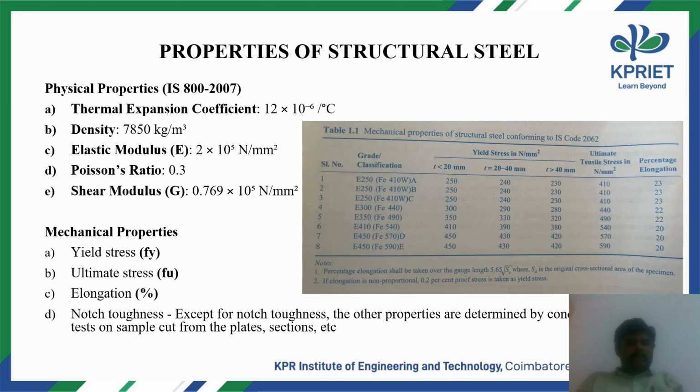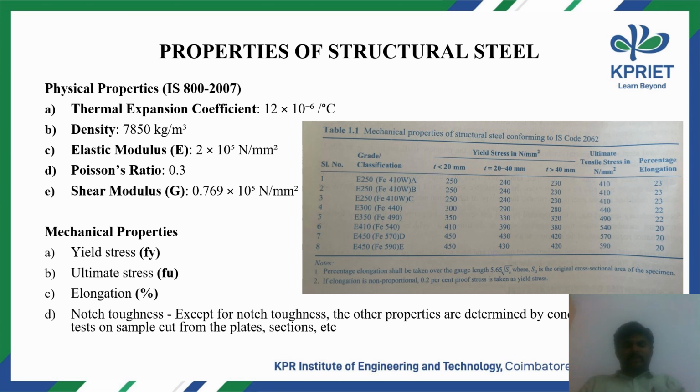And properties of steel: there are two types of properties. The first one is physical properties and the second one is mechanical properties. Physical properties are thermal expansion, the same thing available in IS 800:2007. Another one is density. The density of RCC is 2500 kg per meter cube, while the density of steel is 7850 kg per meter cube. The modulus of elasticity is 2 into 10 power 5 Newton per mm square. The Poisson ratio of steel is 0.3, and the shear modulus is 0.769 into 10 power 5 Newton per mm square.